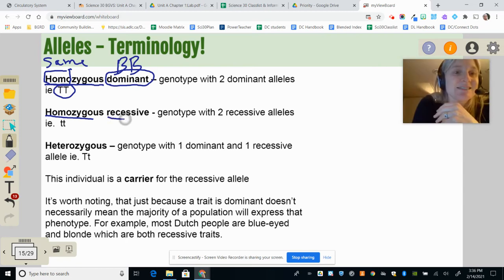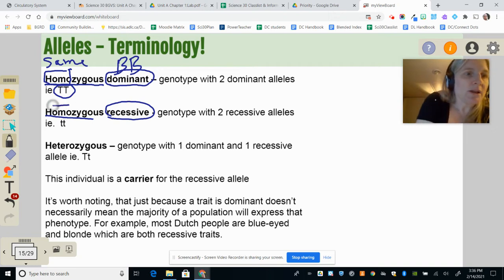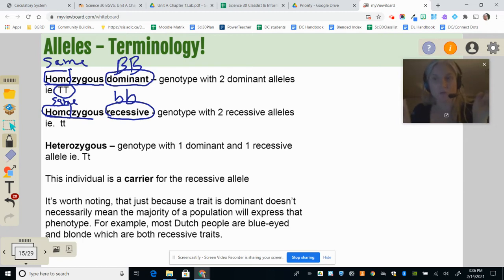Homozygous recessive. Remember, recessive alleles we represent with lower cases, and homo again means same. So homozygous recessive means you're going to have two lowercase or two recessive alleles. So if we're talking about tongue rolling, two little t's.